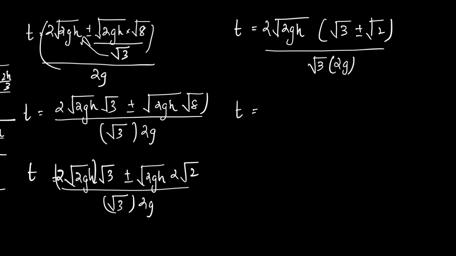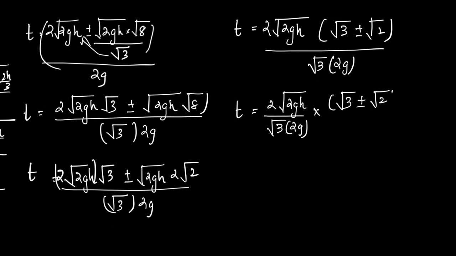So what is t now equal to? T is equal to 2 root 2 into 2gh by root 3 into 2g into root 3 plus or minus root 2. Now, what we need to understand here is we'll get two values for t, right? So we have t1 and t2.